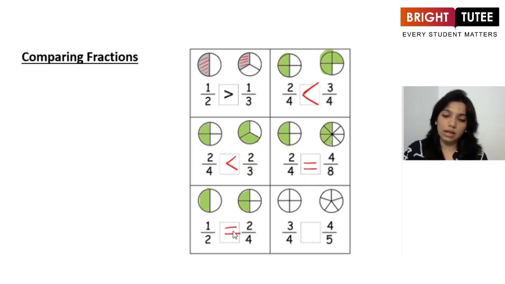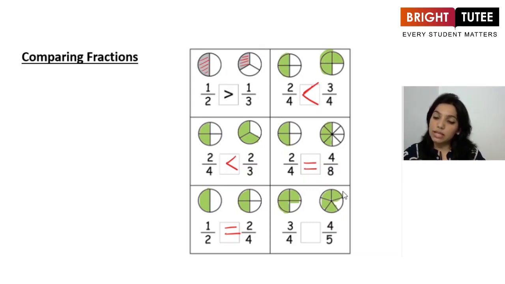Coming to the next one, the last one here. It says 3 parts out of the 4. So let's shade 3 parts out of the 4. The next one says 4 parts out of 5. So here out of 5, let's shade 4 parts. Clearly look into the image. What do you see? Which part is bigger? Is 3 over 4 bigger, or is it 4 over 5 that is bigger? I hope you can notice that 4 over 5 is bigger compared to 3 over 4. 4 over 5 is bigger, right?